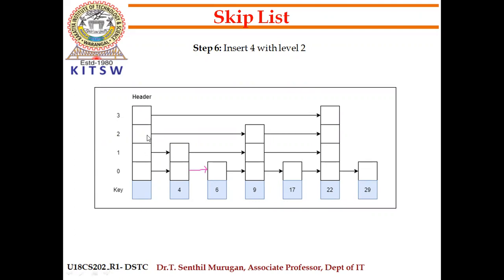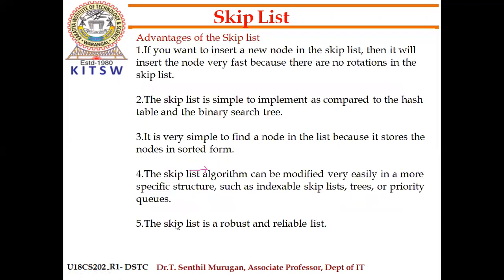in the key elements you have to check. If 9 is there, directly you can go to 9. Then 9 will be there, and you can find it easily.